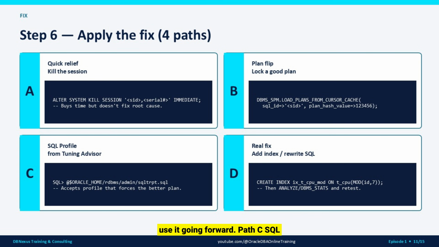Path C, SQL profile from Tuning Advisor. Run sqltrpt.sql with the SQL ID. The tuning advisor will recommend a profile that nudges the optimizer toward the better plan. Accept it. Path D, the real fix.